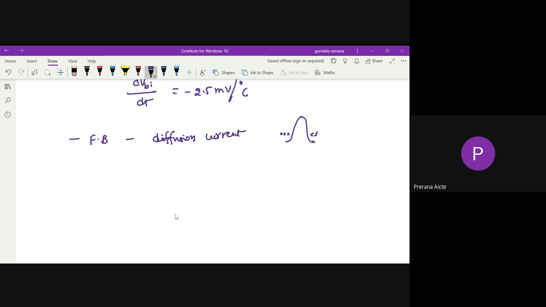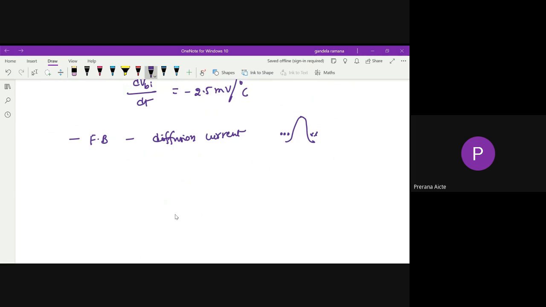It will not be a reverse current. We only apply the voltage to reduce the barrier height. That's why in forward bias the current is diffusion current, due to majority carriers.